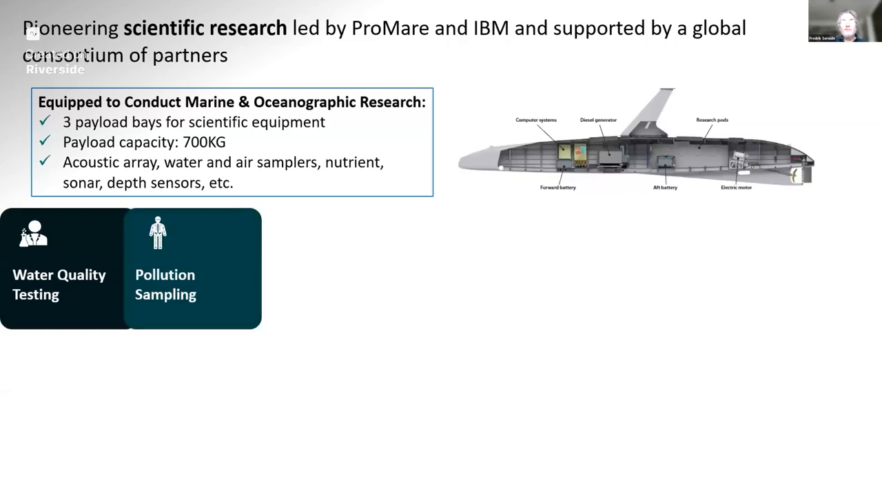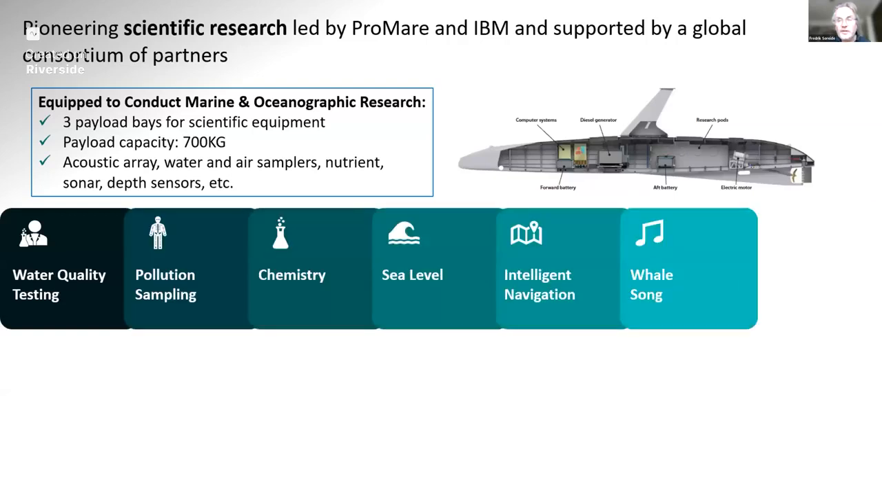But of course, first and foremost, it's a research vessel, and that's my main interest in the thing. It's a very interesting ship, but also what we want to do is a lot of research. And the question then comes to, how do you do research from an unmanned vessel? There is nobody on board, nobody to do anything. So we have 3 payload bays for scientific equipment with about 700 kilos of payload capacity. And we have a lot of arrays on board. We have acoustic arrays, we have water and air samplers, we have nutrition sensors, sonar, depth sensors, a lot of different things. And these are some of the research areas that we are working on.